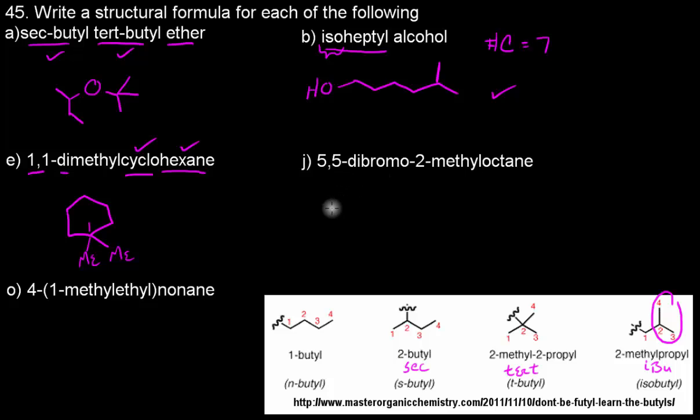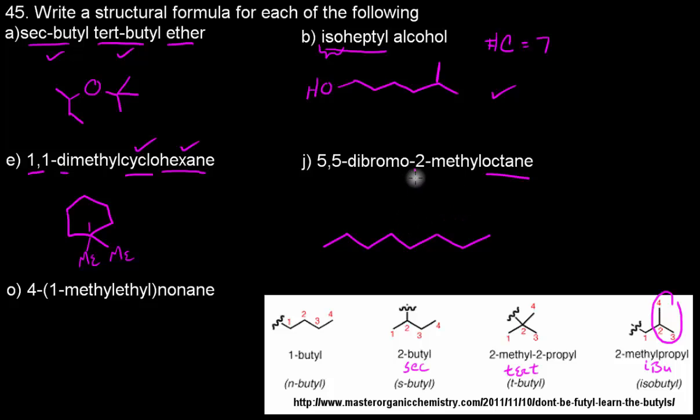Okay, so next up is J, 5,5-dibromo 2-methyl octane. So again, first thing that you have to take care of is the parent. So oct: methyl, ethyl, propyl, butyl, pentyl, hexyl, heptyl, octyl. 1, 2, 3, 4, 5, 6, 7, 8. So we have our oct. And we don't have our cyclo configuration, so now all we have to do is start attaching groups.